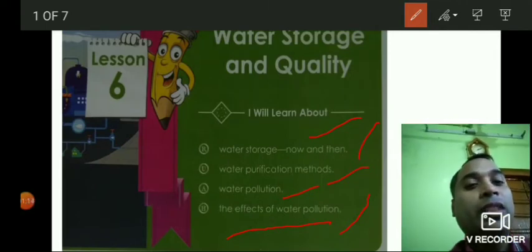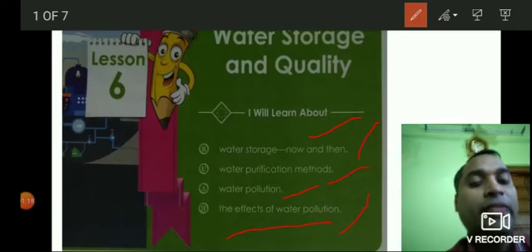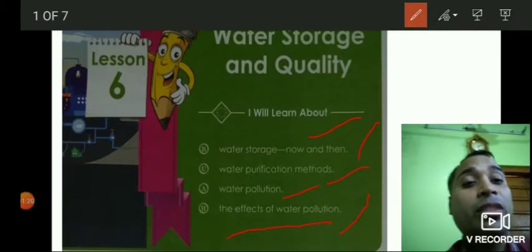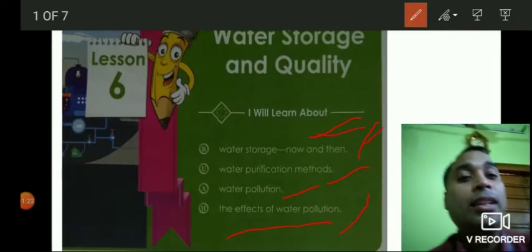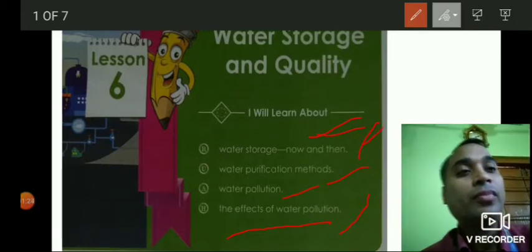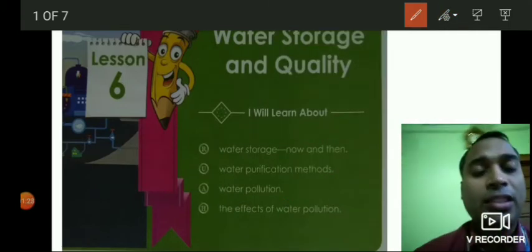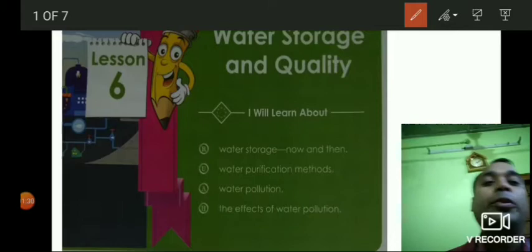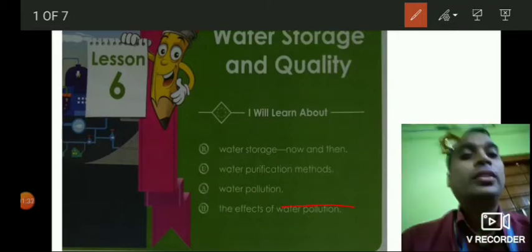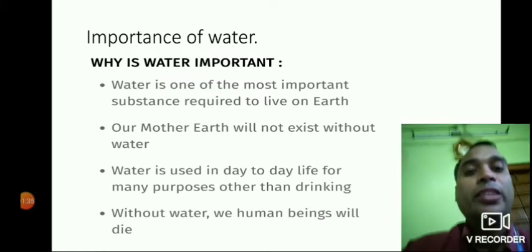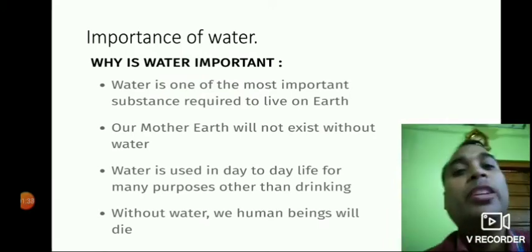So now let us just have a brief introduction of this chapter, and we'll also try to cover the first part, that is water storage system. So let's start. First of all, let us know why water is important to us. Importance of water. Why is water important?